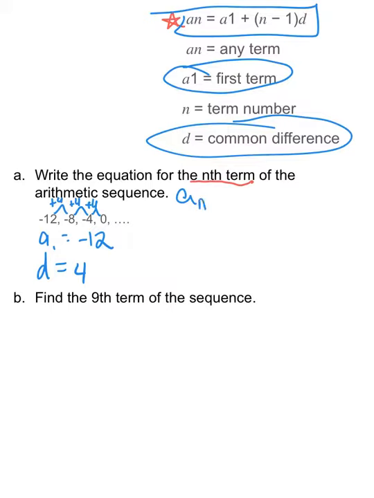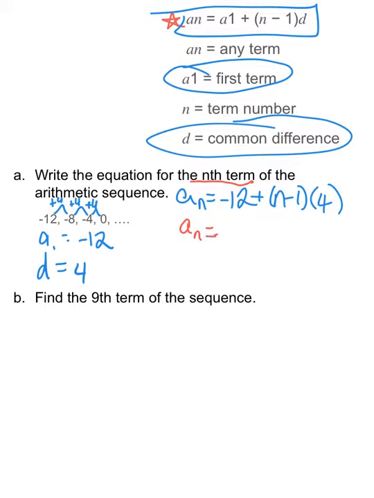So we have a sub n. And then we know our a sub 1 is -12 plus, and then in parentheses we have n minus 1. We're going to leave that the same. And then our d, which is 4. So every time we write this, we're going to plug in those two things, the a sub 1 and the d. And then we can simplify this because we know in algebra we like things simplified. So I'm not going to do anything with this a sub n, because that's just standing for the equation, the sequence.